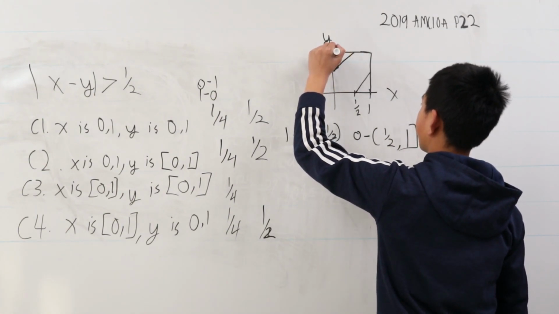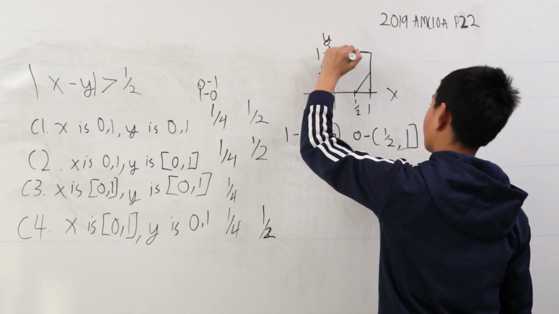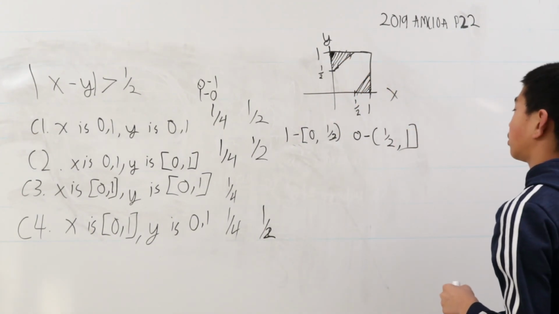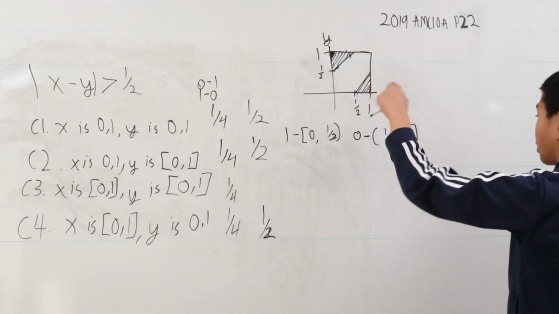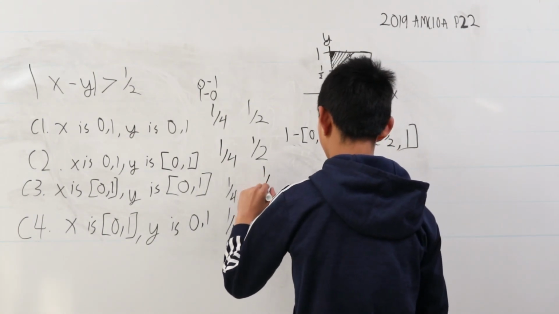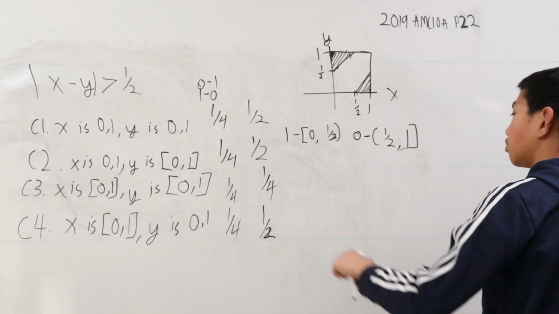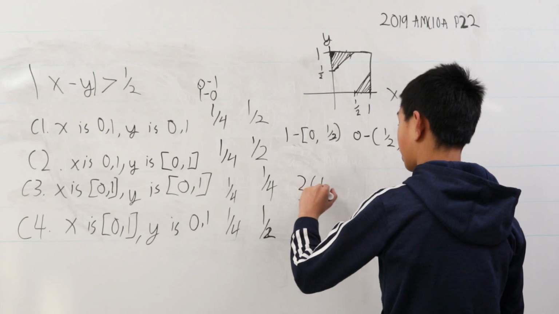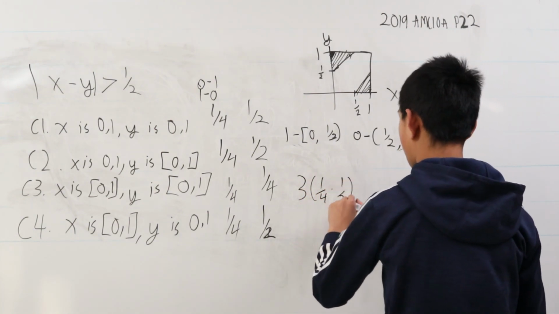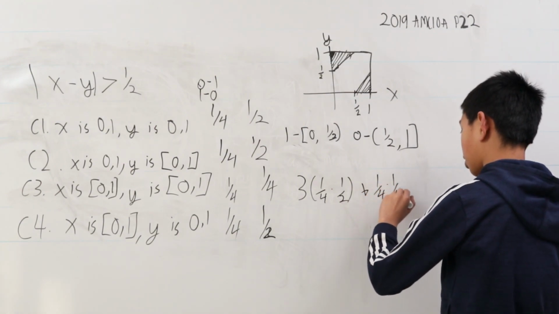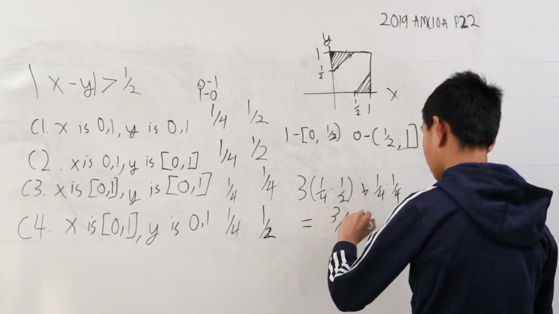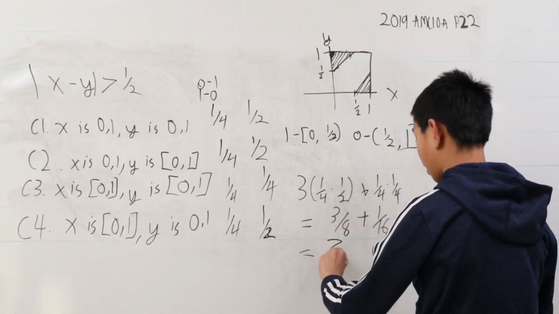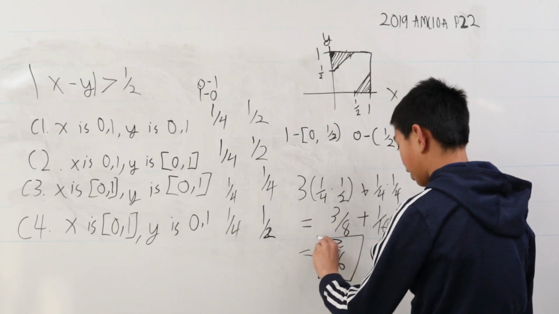And what we can do is find this shaded area to get our probability. Since these are 2 identical triangles, they make a square. That's 1/2 times 1/2 is 1/4, so 1/4 probability of succeeding. What we can do is multiply 1/4 by all these numbers. So this is basically 3 times 1/4 times 1/2, since there's 3 of them, plus 1/4 times 1/4. This is going to be 3/8 plus 1/16. That's going to be 6/16 plus 1/16. 7/16 is going to be our final answer for this problem.